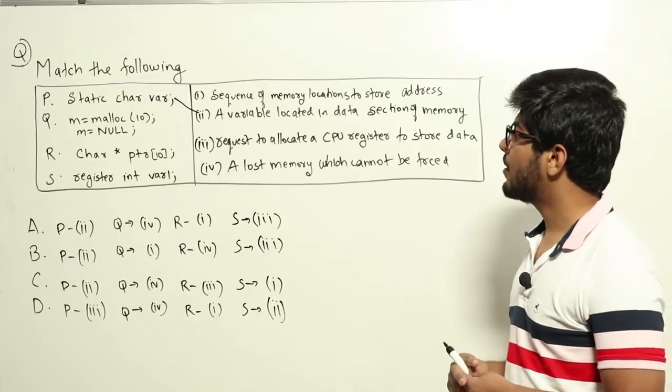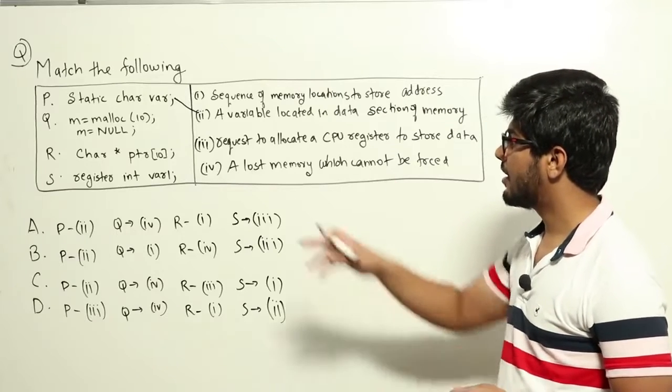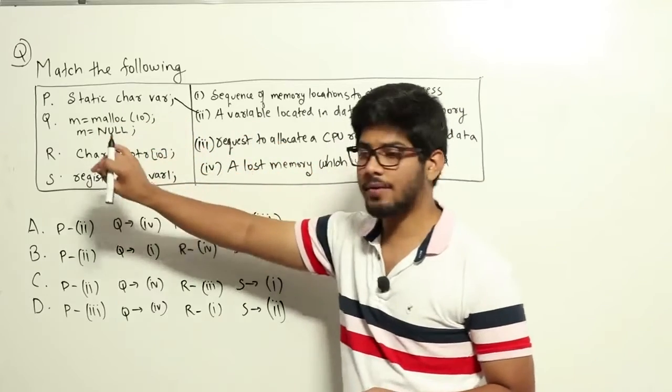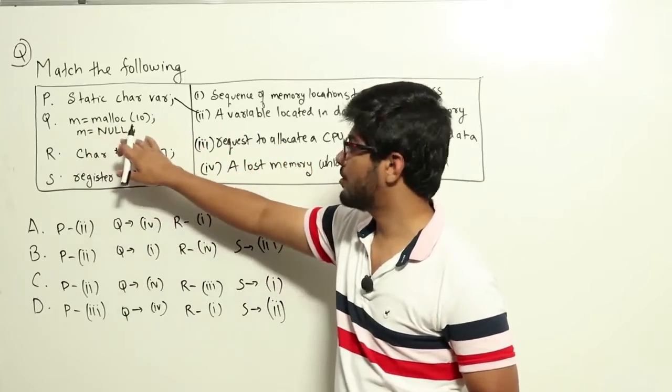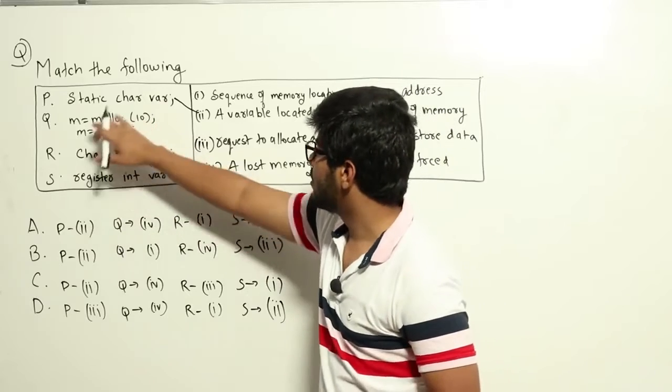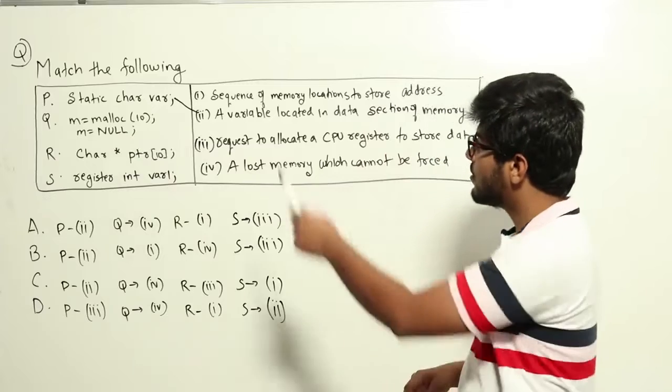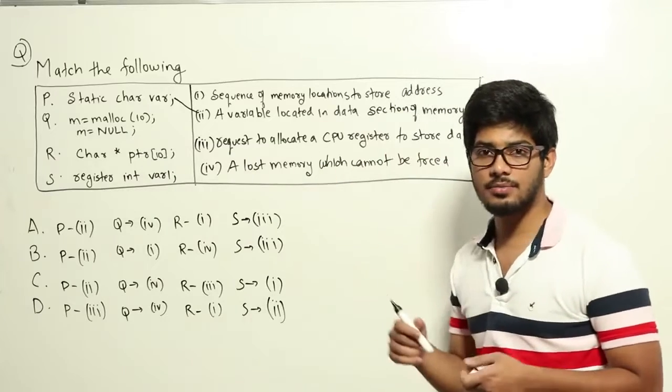Q, m equals malloc of 10, m equals null. So what has happened here? We have allocated 10 memory locations to pointer m and then we are making the pointer null, meaning that this memory location which we got allocated, now that is lost. There is no way to get the address of the locations back, right?